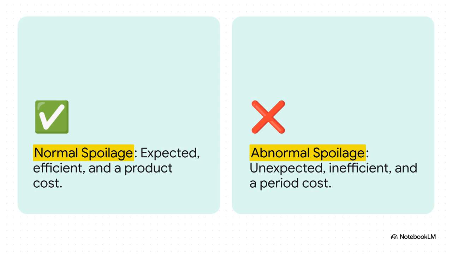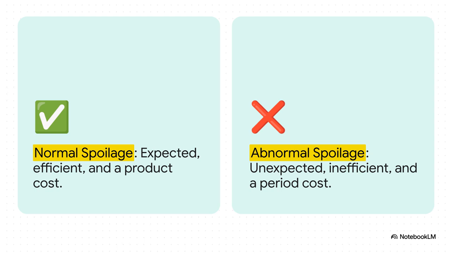Because abnormal spoilage really shouldn't happen, you absolutely cannot hide it in your inventory. Think about it from a manager's perspective for a second. If you take the cost of a catastrophic machine failure and just bury it into the cost of your good inventory, well, suddenly your inventory looks way more valuable than it actually is, and you've basically masked a major operational failure. You can't do that.